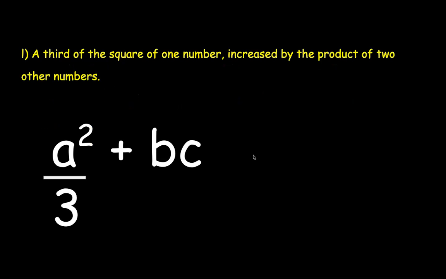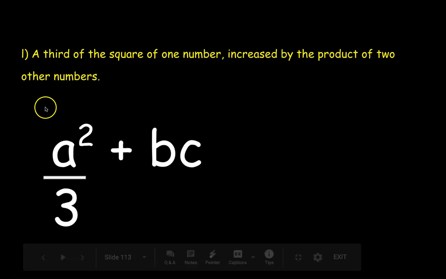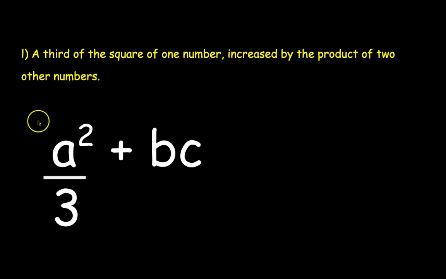Right, a third of the square of one number. Well, there's a square of one number. I chose a. And to get a third, we divide it by 3. So the first term here is a third of the square of one number increased by the product of two other numbers. Remember, product, multiply together, b and c. Right, so you would need three variables in here, one there, and one there.